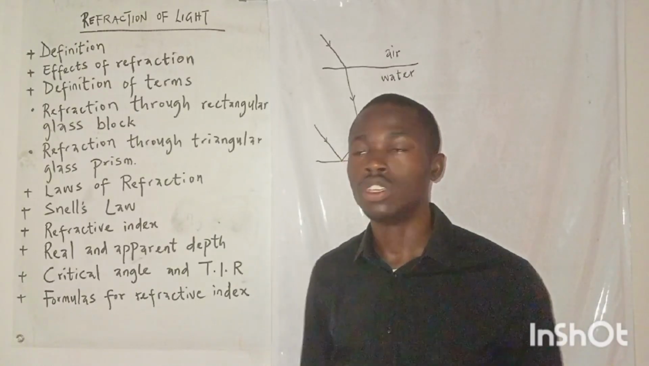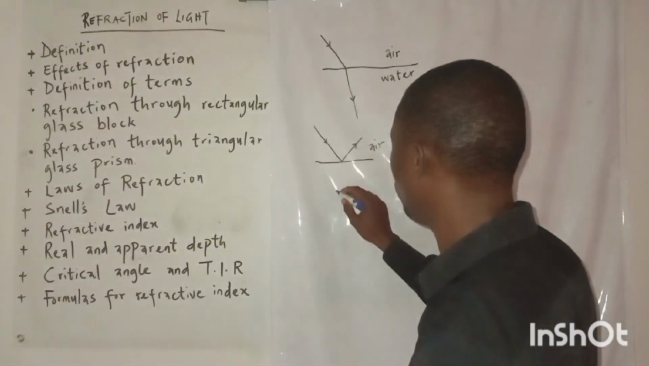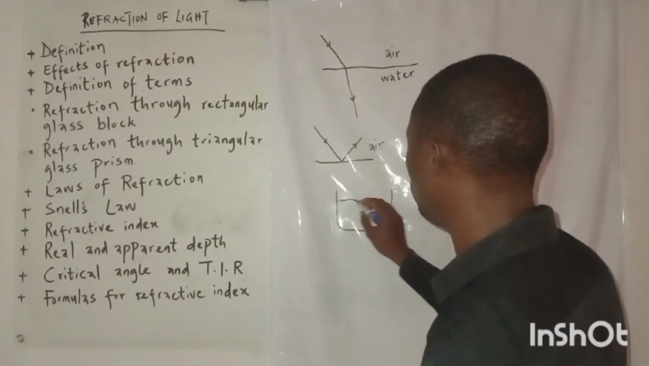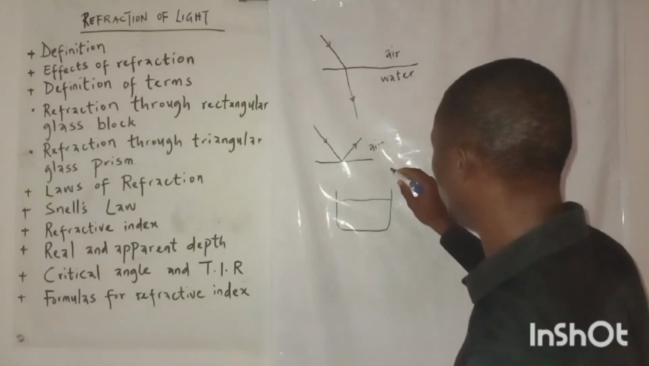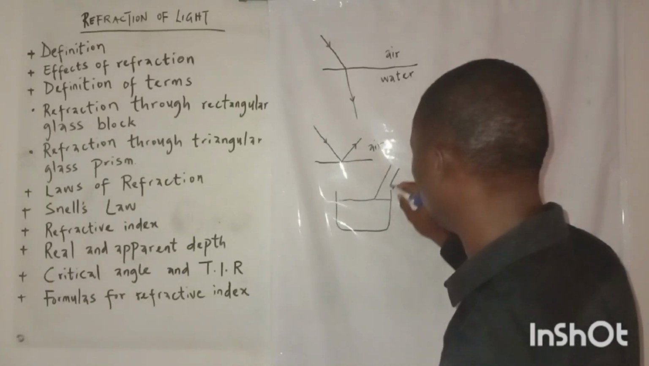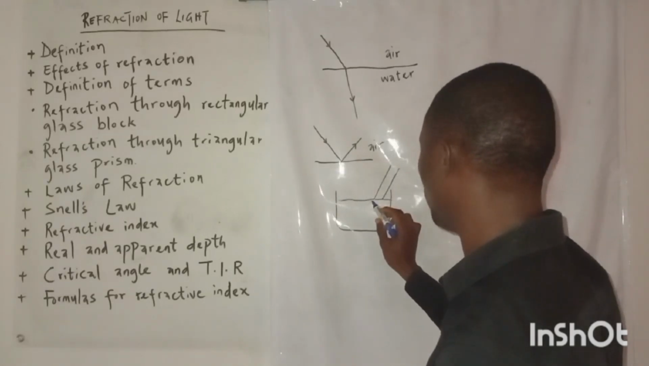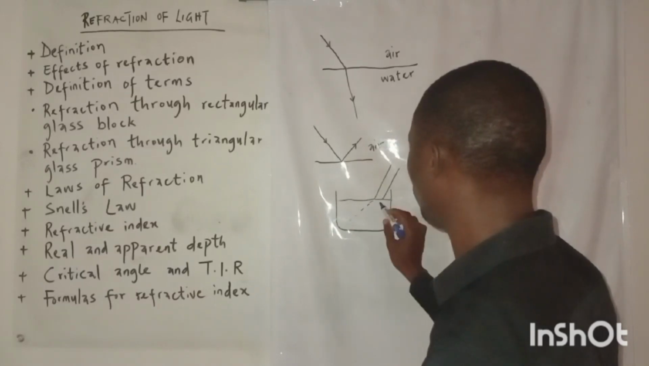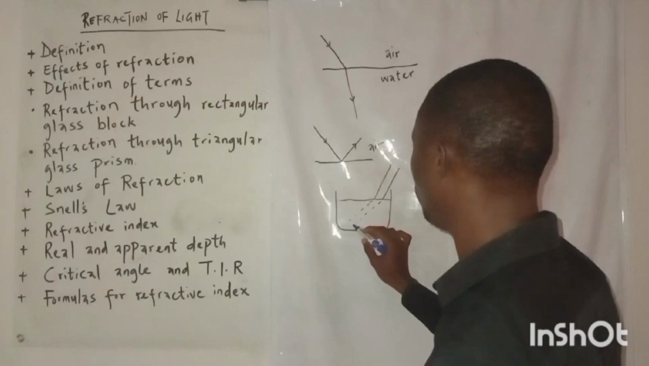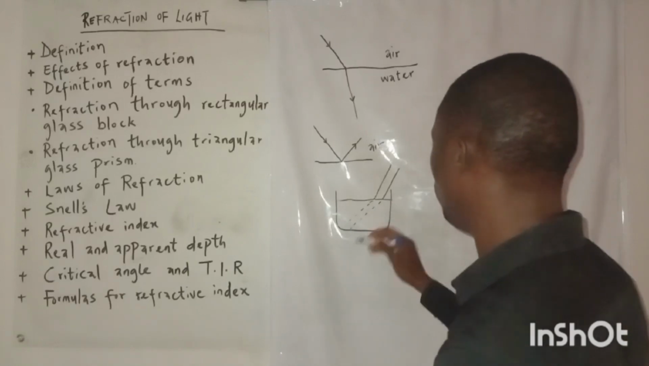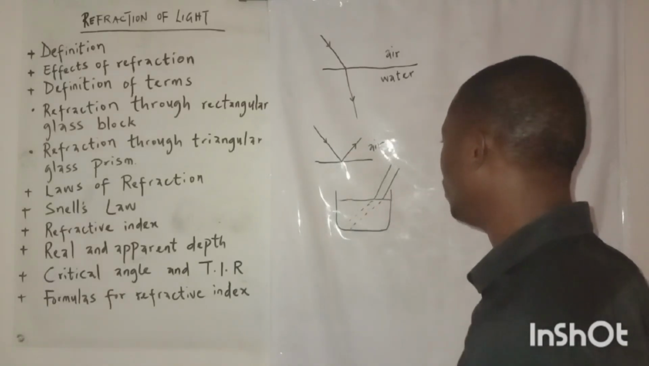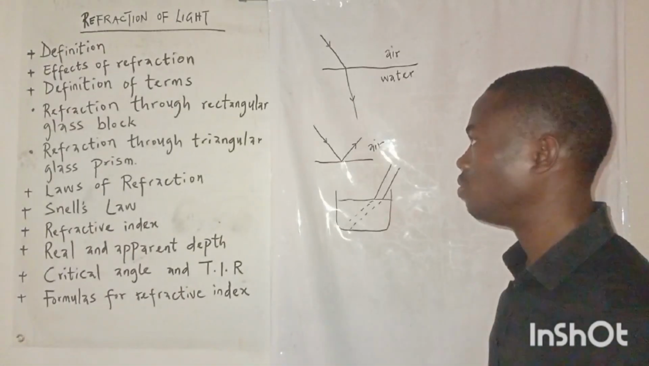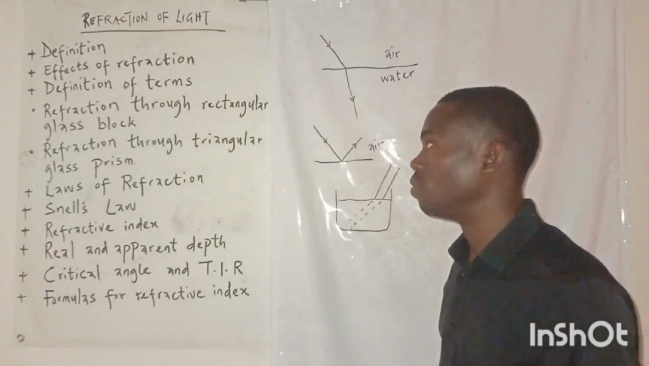Then also the bending of a rod when placed in a bowl of water. So let's say you have this bowl of water, and then this is a rod. A rod is placed like this. If you look at that rod in the water, it will appear to be somehow bent in the water. You can try it out. In the water, it will appear to be bent instead of going straight. This is as a result of refraction. Refraction is responsible for this phenomenon and others.